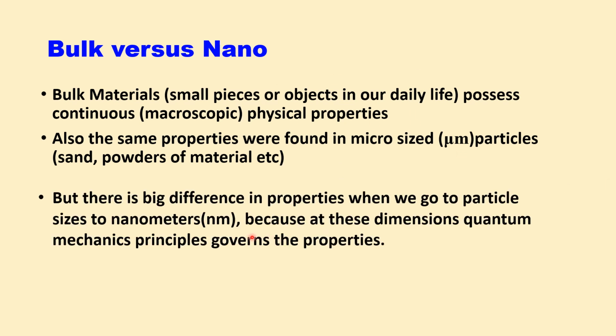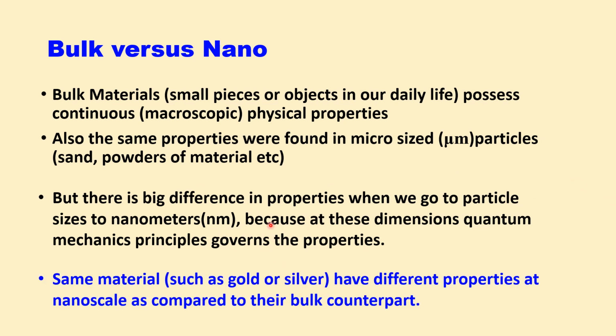But there is a big difference when we go to particle sizes in the nanometer range. At these dimensions, quantum mechanics principles dominate, and that's why their properties change drastically. Suppose we take the example of gold or silver: they have different properties at nanoscale as compared to their bulk material.